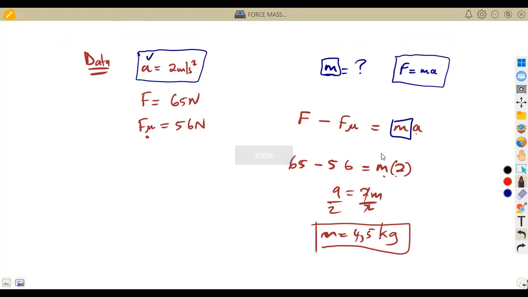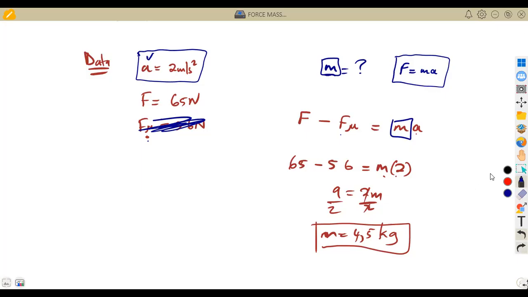So the most important part was that we were given the frictional force, so we have to subtract it. But if we're just given this applied force, for our mass, we're going to use this formula because we just have this applied force. F is equal to MA. We use this one as it is.